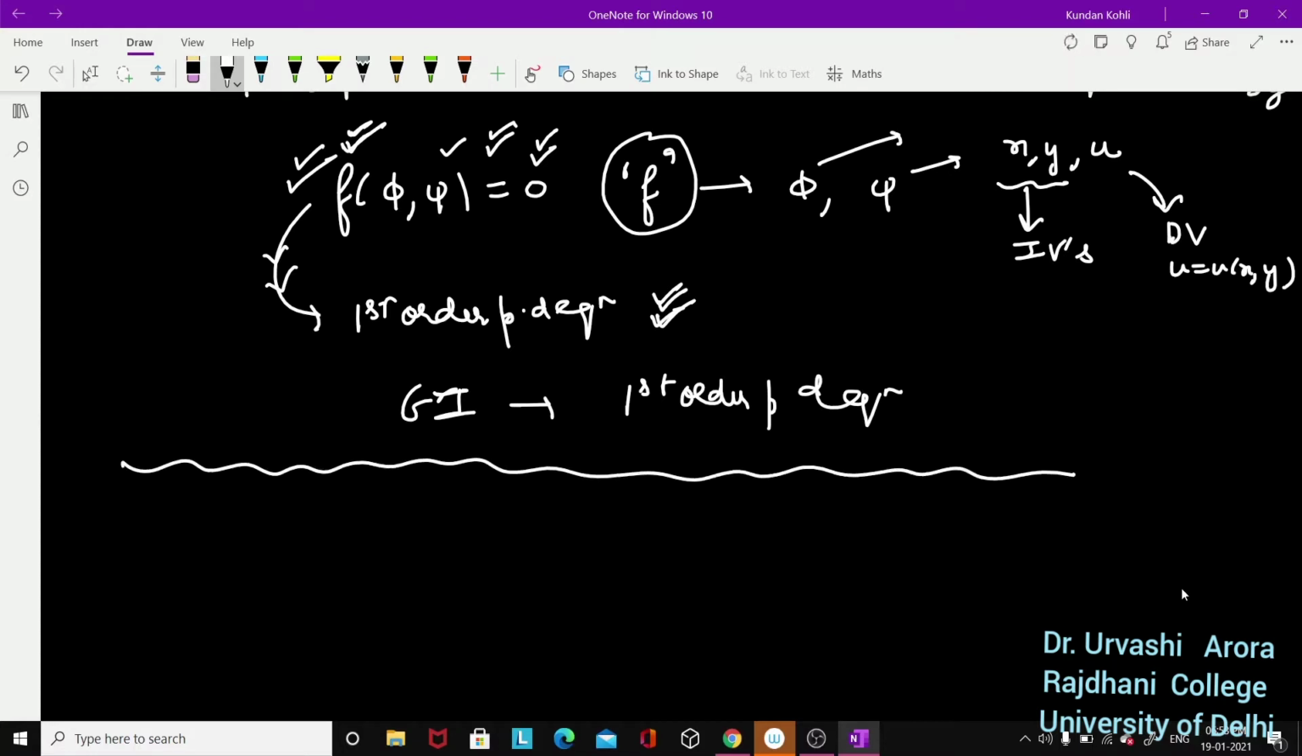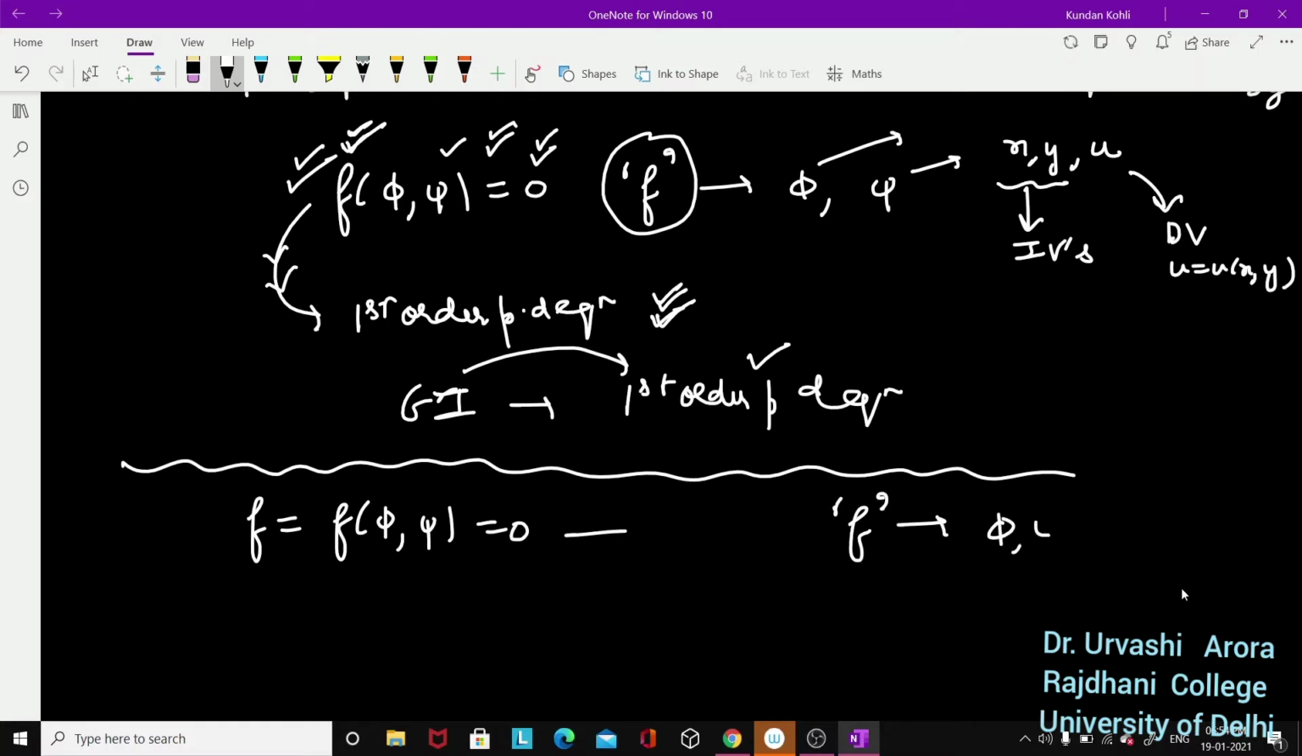So basically in this video, I'm going to illustrate the method for finding the first order partial differential equation from the general integral through an example. So I take the relation f(phi, psi) = 0, where of course f is an arbitrary function of two known functions phi and psi, which are functions of variables x, y and u, where x and y are independent variables and u is a dependent variable which is dependent on x and y.